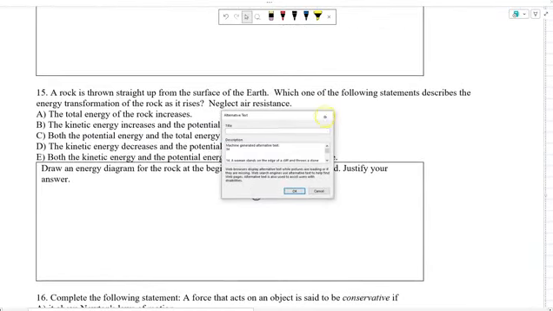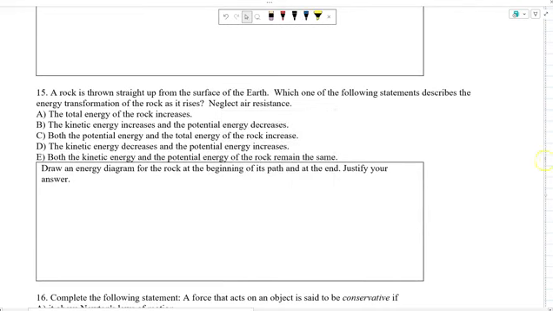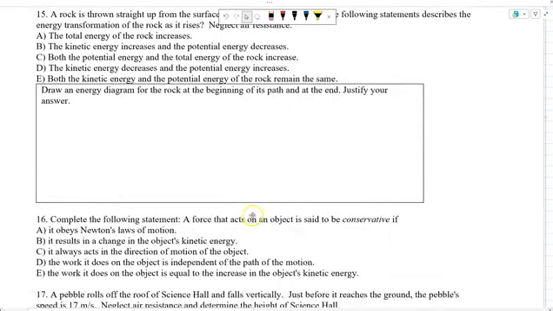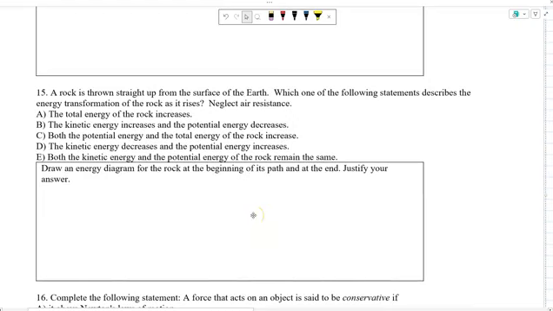15. A rock is thrown from the surface of the earth. Which one of the following statements describes the energy transformation as it rises? If we're including earth in the system, then the total energy is going to remain constant. The kinetic energy is going to decrease and the potential energy increases, so B is out. They do not both increase. Kinetic energy decreases and potential energy increases. That's exactly what happens as it rises. They do not remain the same, but their sum remains the same.